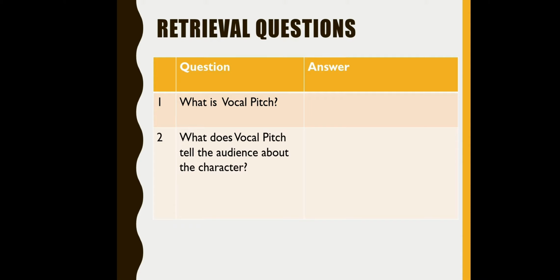Your first task is to look at the retrieval questions and fill in the answers to these questions on the sheet provided. Question 1. What is vocal pitch? Question 2. What does vocal pitch tell the audience about a character? When answering the questions, try to write in full sentences using appropriate terminology. For help, look at your knowledge organizer.